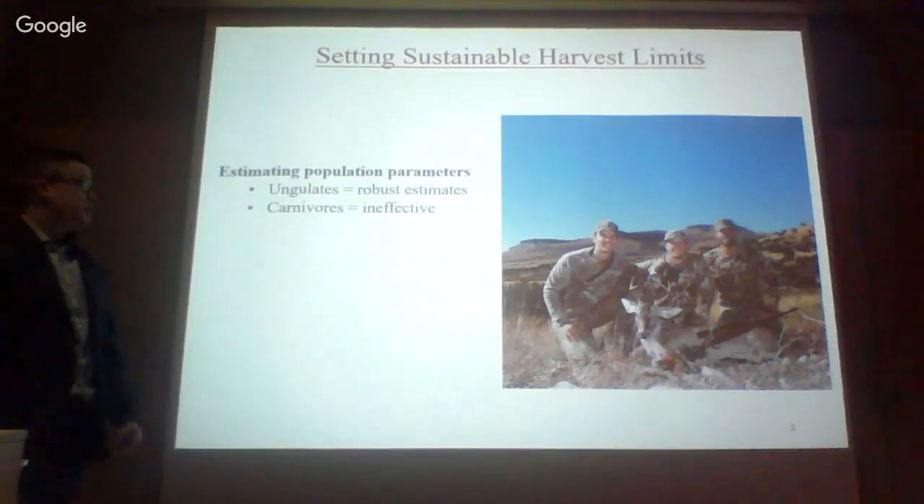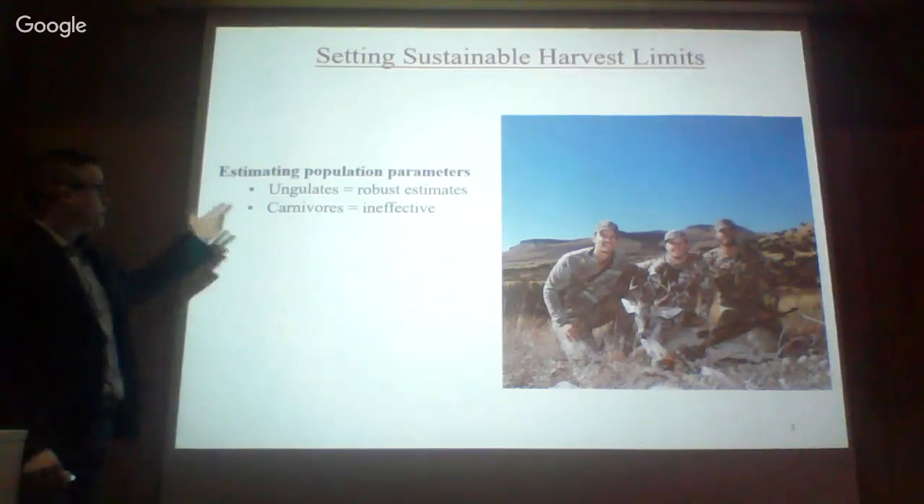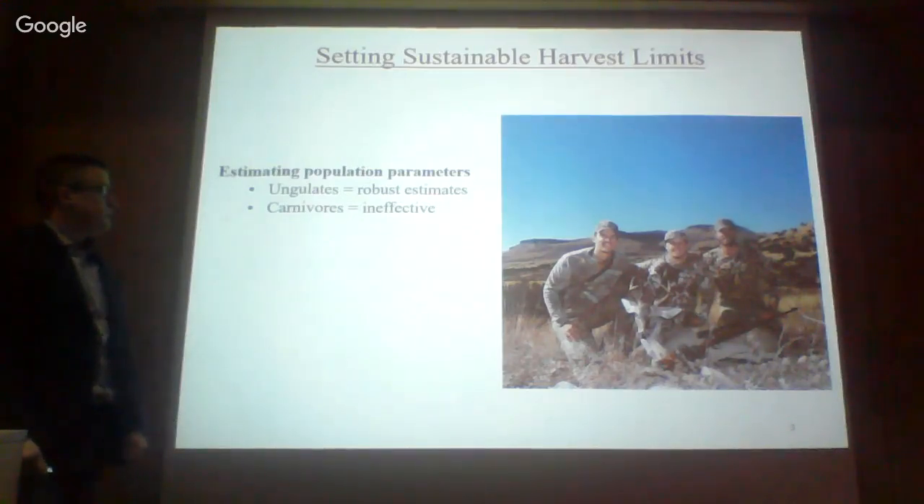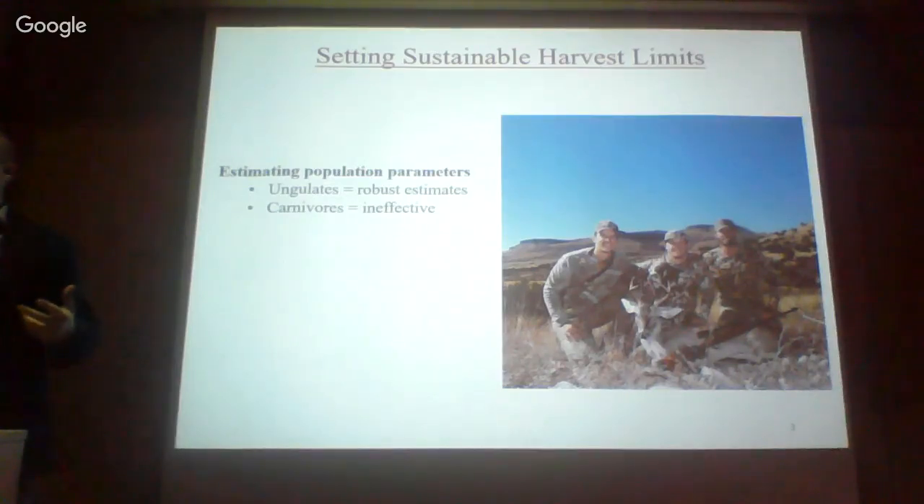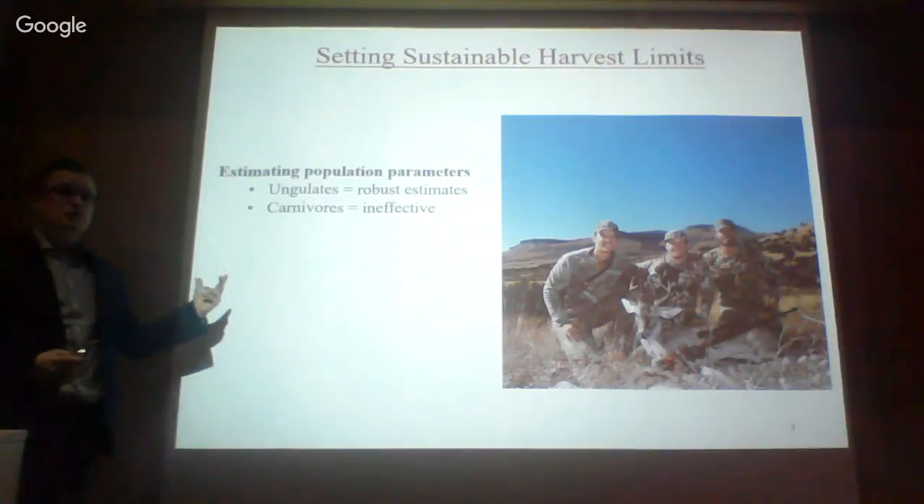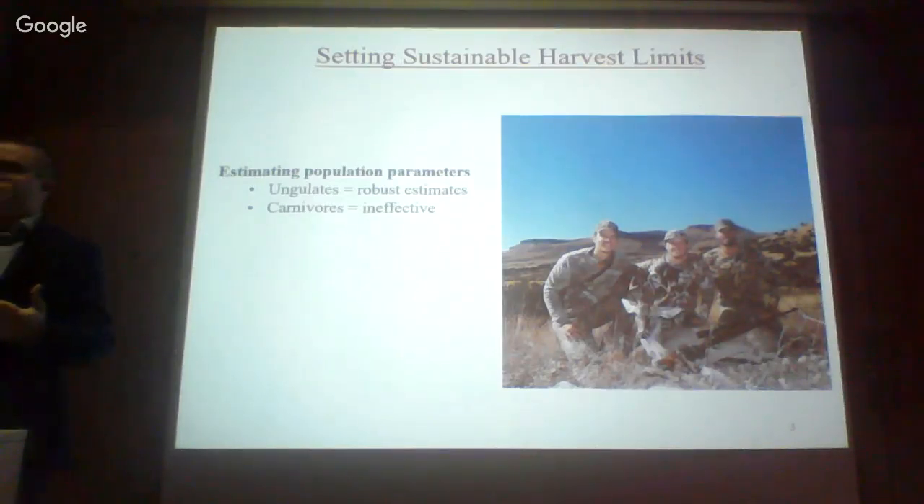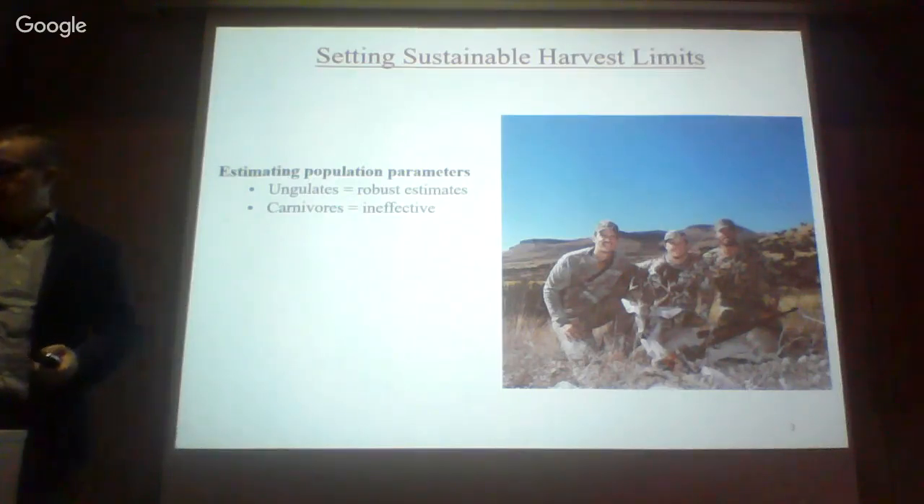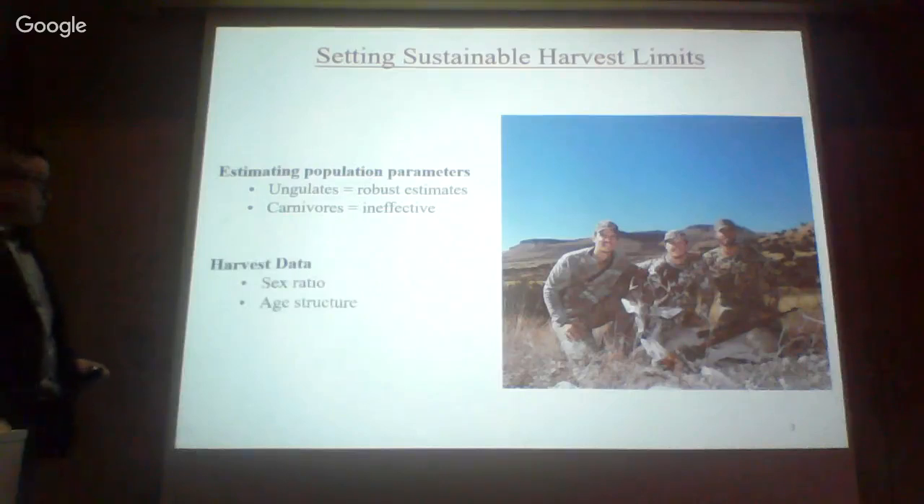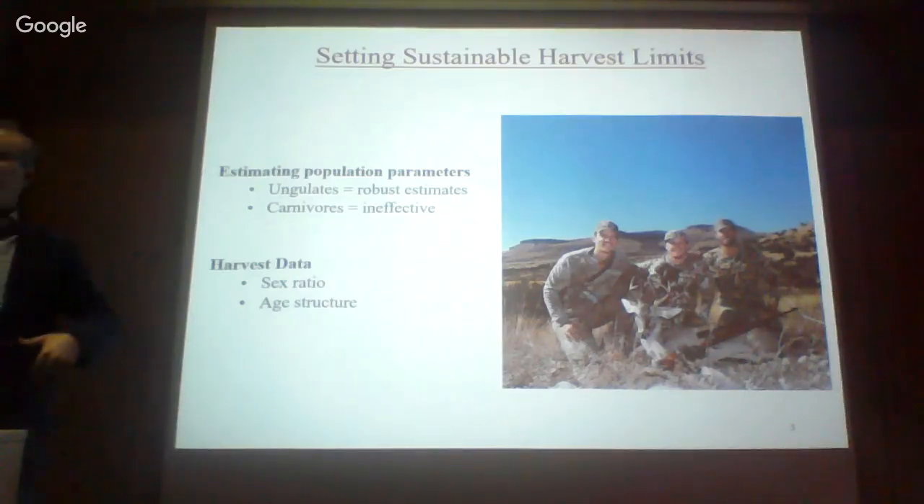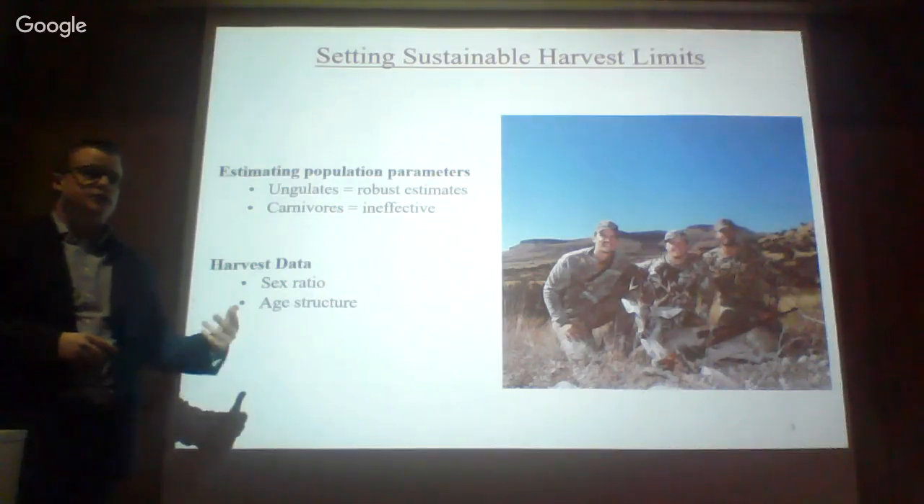And each year they spend a large portion of their budget estimating population parameters. For ungulates, they have well-developed survey techniques that can provide these relatively robust estimates. Whereas for carnivores, these same estimates are often ineffective because of the secretive nature as well as apparent low density that carnivores are at. However, agencies have then turned to trying to use harvest data such as sex ratios and age structure to estimate and then track the trend of these different populations.